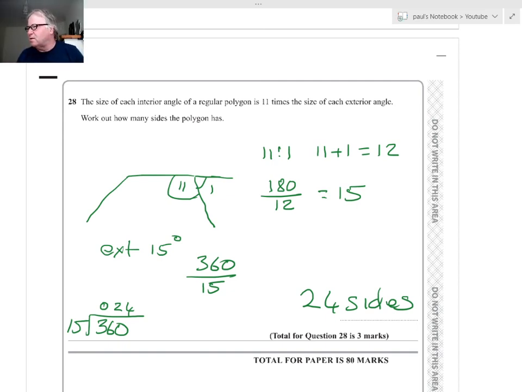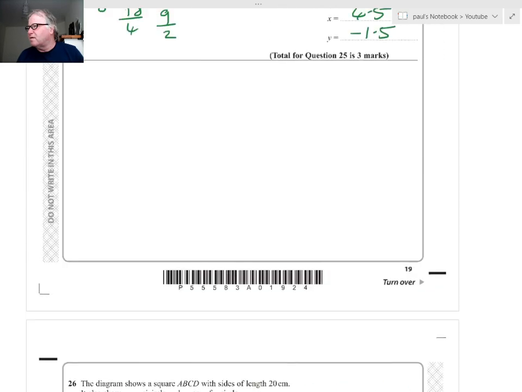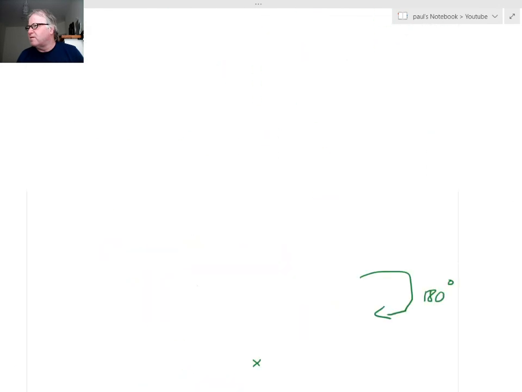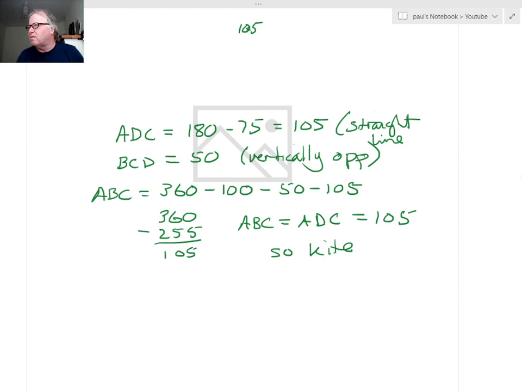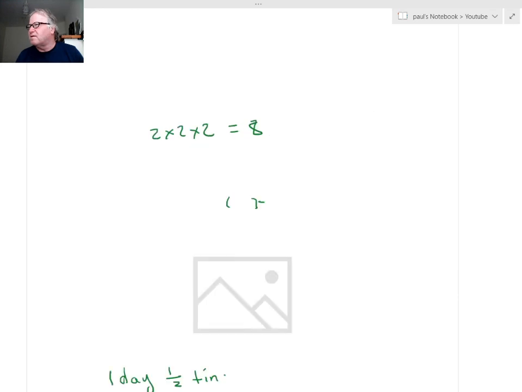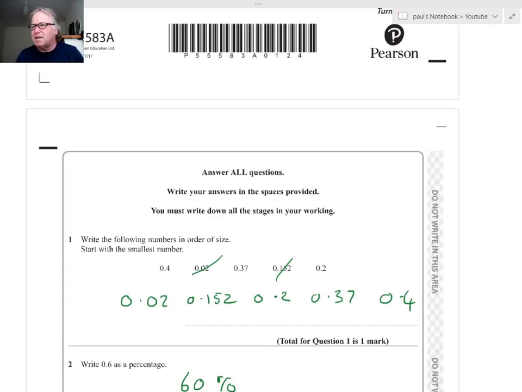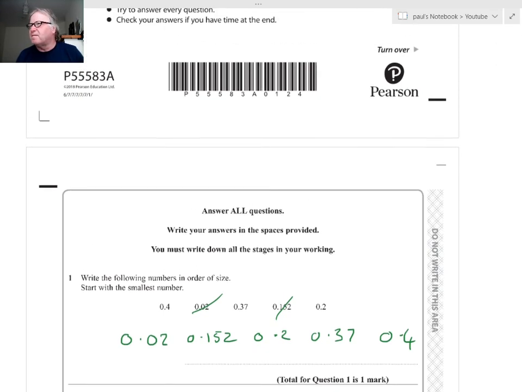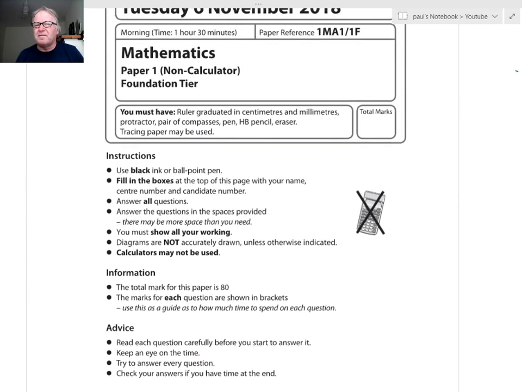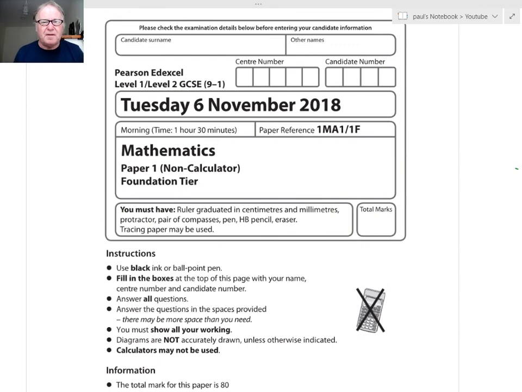So that was, if we can just hopefully get to the top. It's going to get stuck there for a bit. So that was 2018. Oh, here we go. Yeah, November 2018 non-calc.